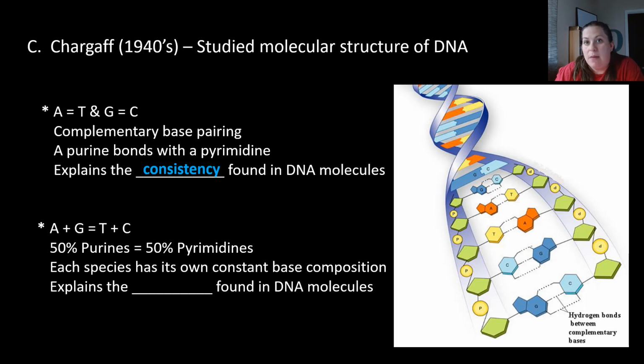Another thing that he was able to come up with math-wise is A plus G is going to equal T plus C. So your purines are always going to equal your pyrimidines. So in this case, you'd have 50% purines, 50% pyrimidines. Each species has its own constant base composition, and this explains what we call the variability found in DNA molecules. So there's consistency, but there's also variability between species. All living things have DNA, but our DNA is very different than other organisms. So this gives it the variability.